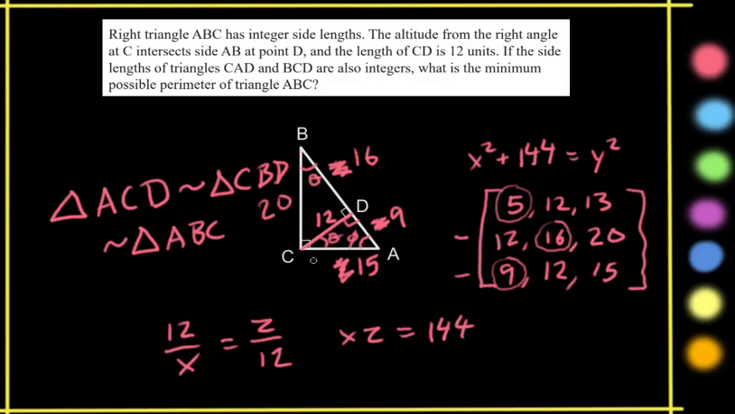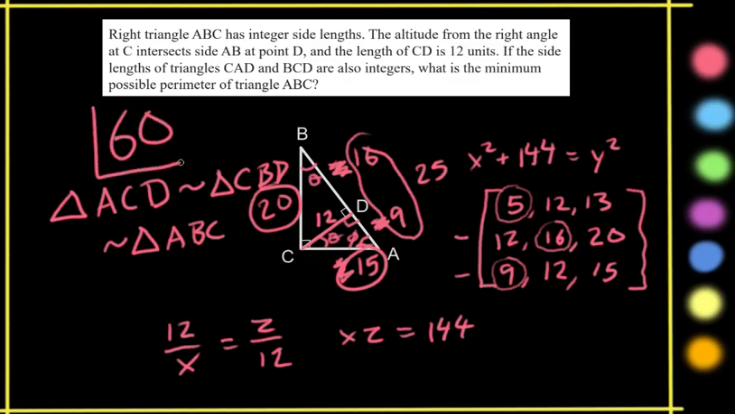So what is the perimeter of our big triangle ABC? So we've got a 20, we've got a 15, that gives us 35. And then here we've got another 25. So 35 and 25 gives us 60 for the total perimeter. And that's our final answer on this one.